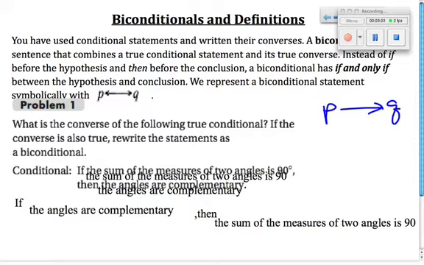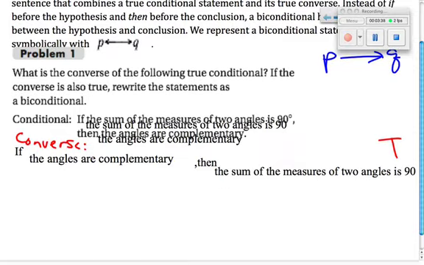If the angles are complementary, then the sum of the measures of the two angles is 90. Is that true or false? It's true. Yes, wake up. Okay. Because it is true, let's make sure that we're clarifying what we've done so far. So far, we have written the converse of the statement. That's this sentence up here. We've identified that that converse is true, and because the converse is true, I can now take those two conditional statements and put them together into a biconditional statement.